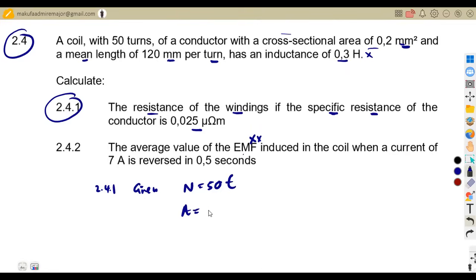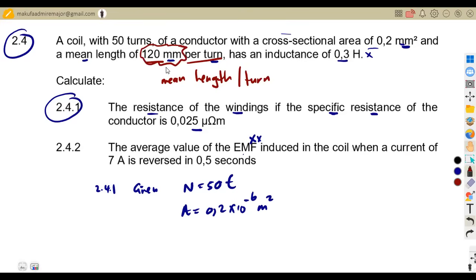So this area is going to be 0.2 times 10 to the exponent of -6 in square meters. Remember the conversion. Then on this part, we are given the mean length per turn, each and every turn. We are going to have 120 millimeters each and every turn.